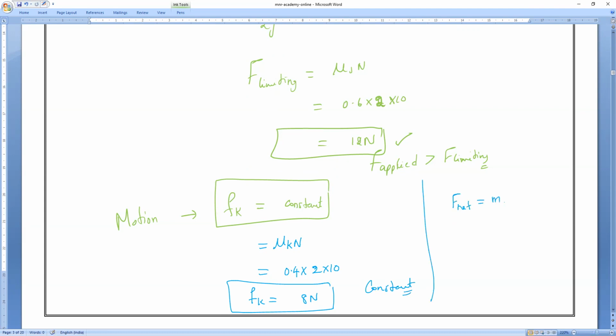We all know that F net is equal to ma, so a is equal to F net divided by m. What is F net, everybody? Applied force is 20, frictional force is 8, divided by mass, which is 2. So it is equal to 12 divided by 2. What is the acceleration, all of you? 6 meter per second square. Okay, do it fast.